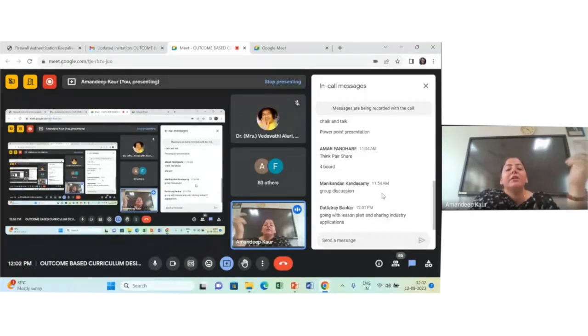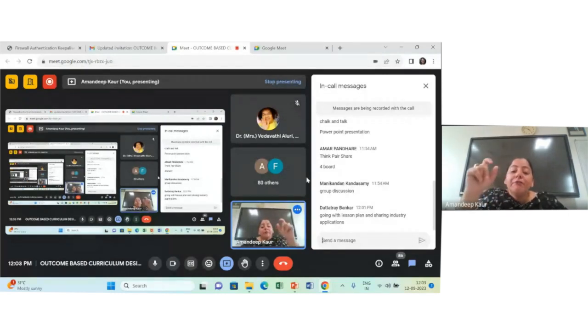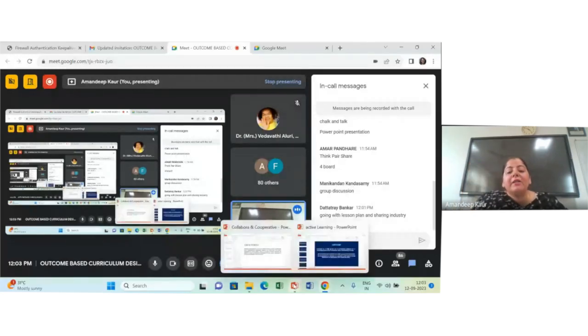like think, pair, share, numbered heads together, jigsaw, simulation, role play. So there are a number of teaching methods available that the teacher can select. Very rightly added by Vedavati ma'am, when it comes to the use of a lecture method, the teacher can convert a traditional lecture into an advanced teaching strategy if the teacher can incorporate a few individual active learning strategies in that. So, as rightly added by ma'am, one method may be the demonstration method.